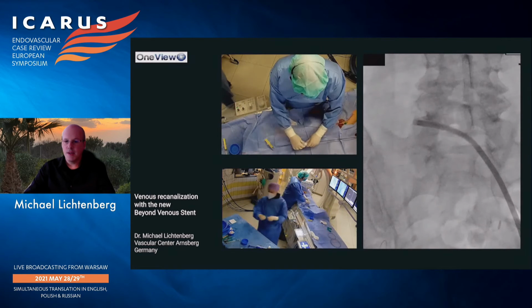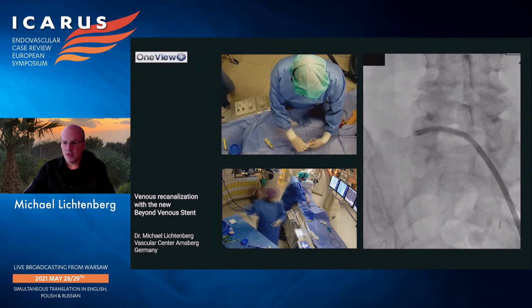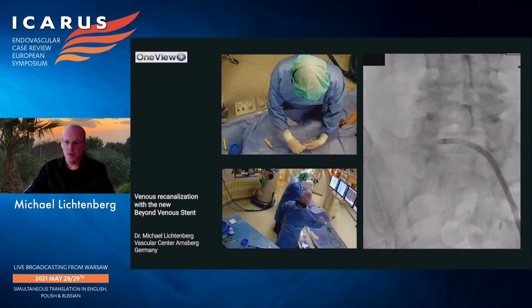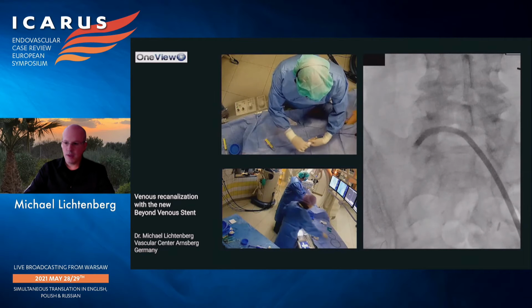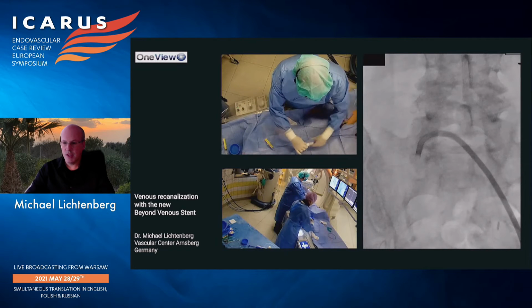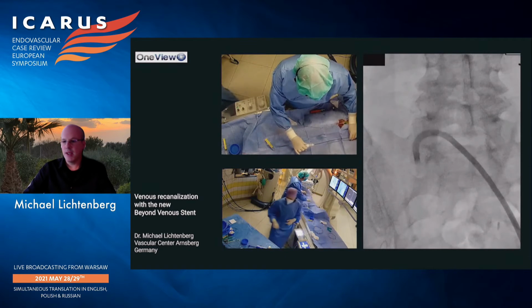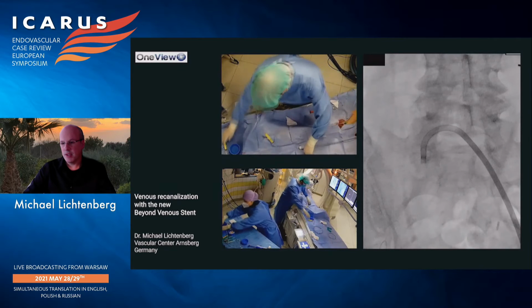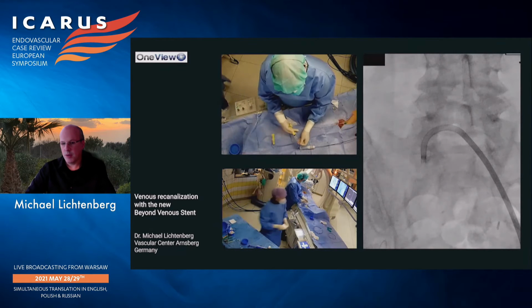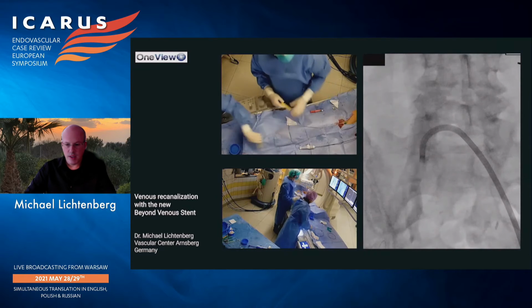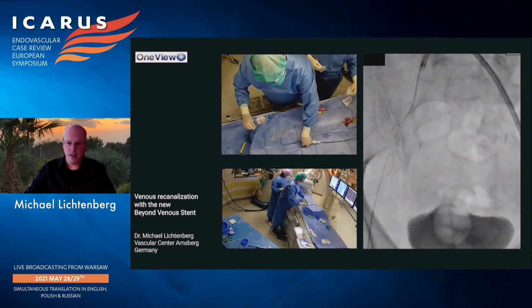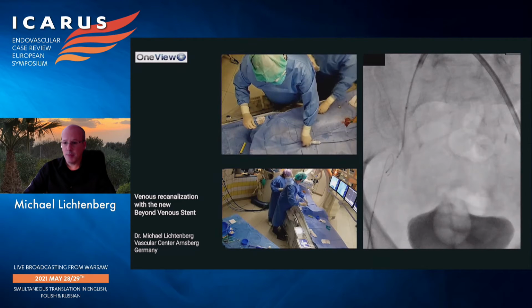groin. And with the nice behavior of this sheath, it's very easy to bring it very stable into the common iliac vein on the right side. As you could see here, you can curve the tip and really push the catheter into that common iliac vein. And you could see that it is anchored very well here in this proximal part. There's the internal vein, and then we did the same maneuver here.